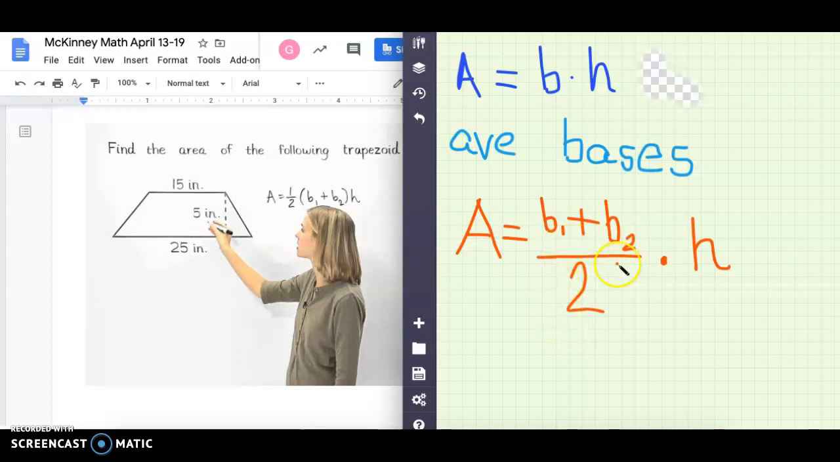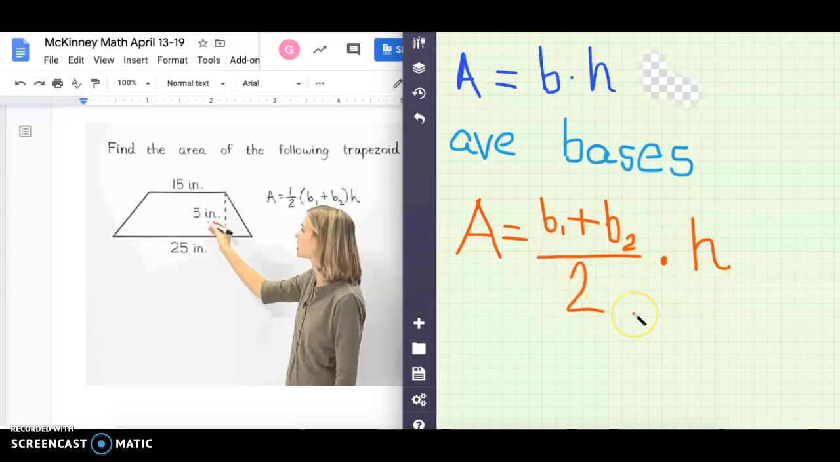You've seen subscripts before. We used them in our physics unit. So this is base 1 and base 2. It doesn't matter which one's which. Here we got 15 and 25, okay? So we would add those together and divide by 2. Then that would be our average base. And then we have our height. So that's all that's going on here.